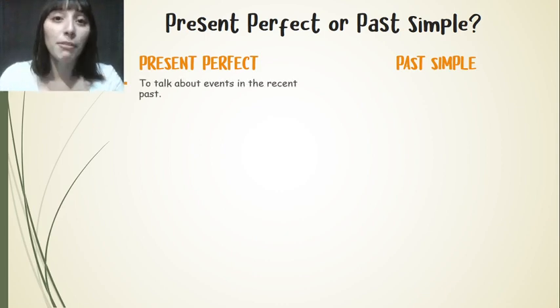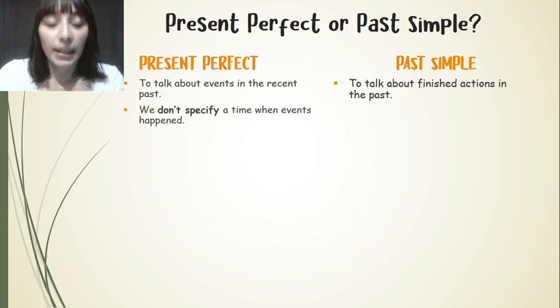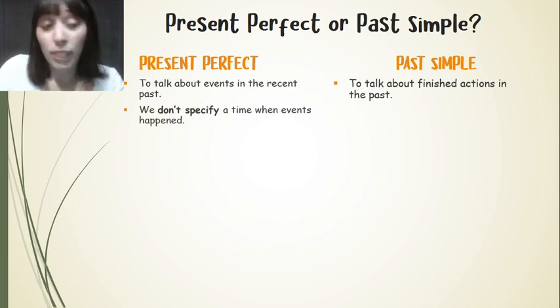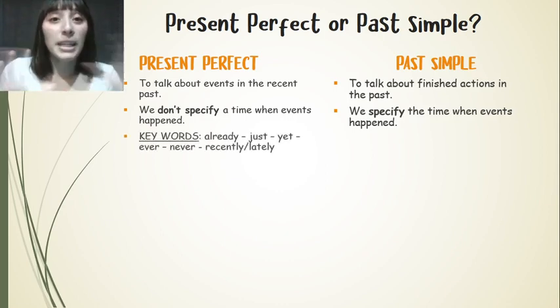We have the present perfect. We use it to talk about events in the recent past. And the past simple is to talk about finished actions in the past. In the present perfect, we don't specify a time when events happened. That is because it is not relevant or maybe we don't know when they happened. And the difference is that in the past simple, we specify the time when the events happen. We say exactly when. And for this, we're going to have some keywords.